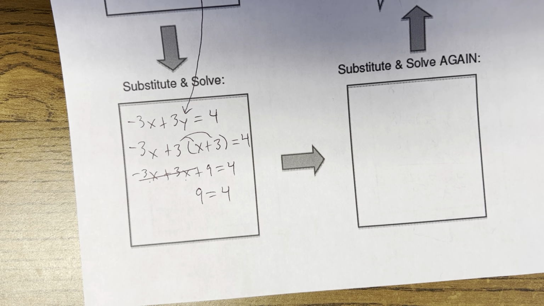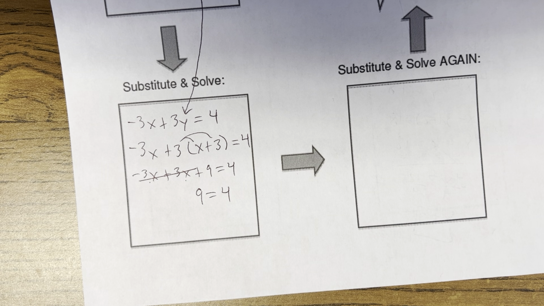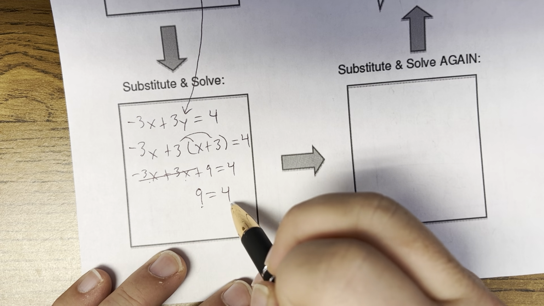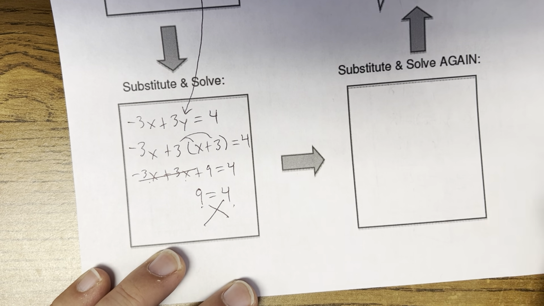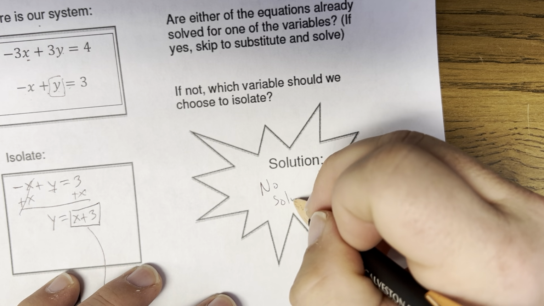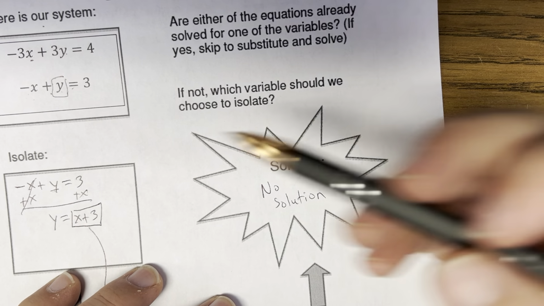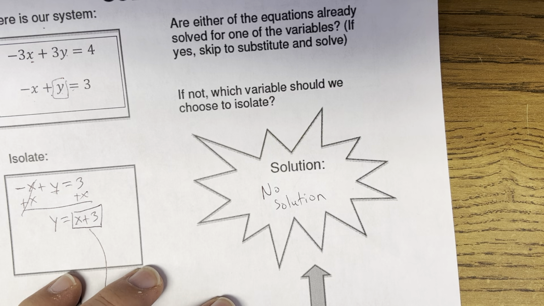And so when stuff like this happens, this is one of our special cases, where our answer is either going to be infinitely many solutions, all real numbers, or it's going to be no solution. And so for this one, does 9 equal 4? Well, no, that's not true. So on this one, our answer is no solution. These two graphs never intersect. These are parallel lines that will never touch each other.